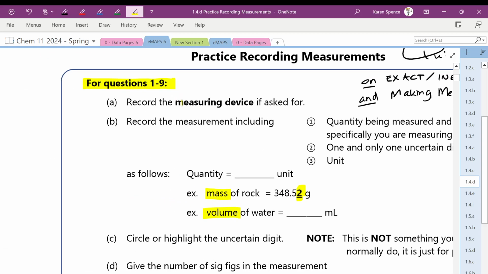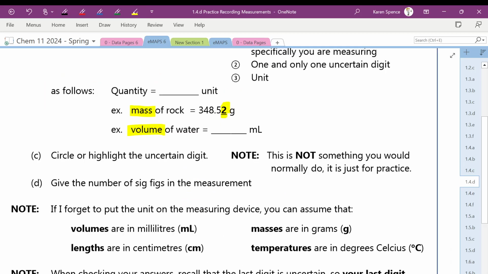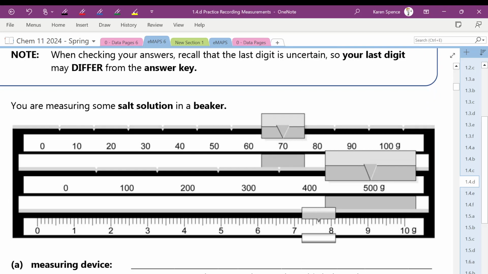If you are asked to, you will also give the name of the measuring device if you know it. Okay? And then you'll give the number of sig figs in the measurement. So let's take a look at this one here.